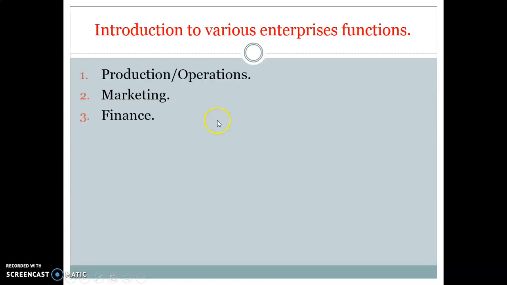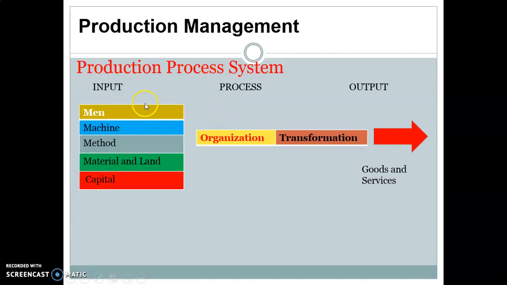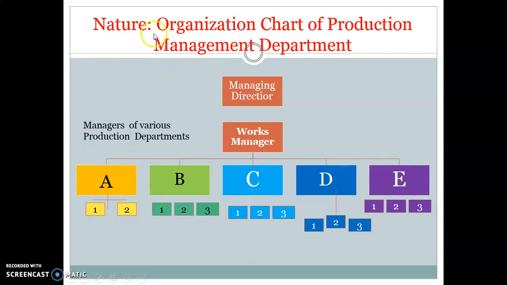Simply, we'll recap all of this about the production department. The production department consists of a production process system, where input is transformed into output, and it is called a transformation process, or simply the process. So the production process consists of transformation of input into output. These are the inputs, 5M: men, machine, method, material and capital or money, and it is transformed into output. It may be a physical product, that is goods, or it may be services.